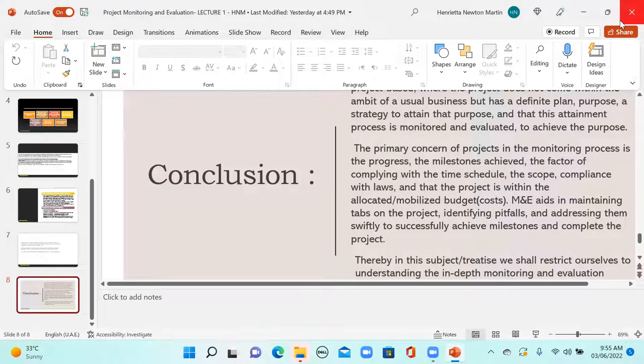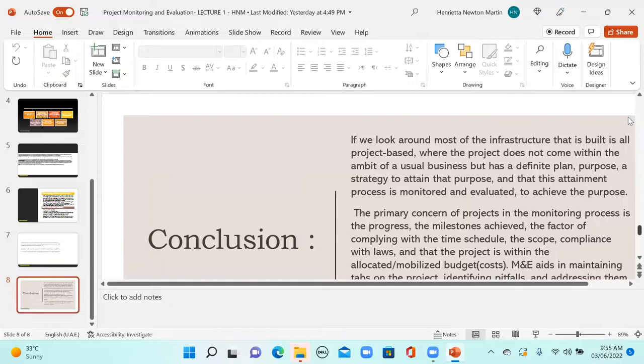So therefore, the conclusion. Now, I would not go through the conclusion as it is written on the slide because it's the same thing that I've already discussed: if you look around, most of the infrastructure that is built is all project-based, where the project does not come within the ambit of a usual business, but it has a definite plan, purpose, beginning, end, strategy to attain the purpose, and so on.